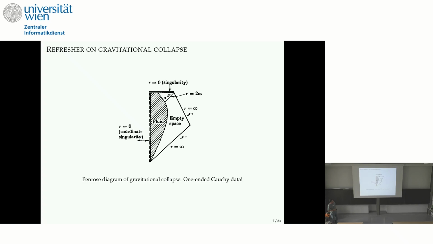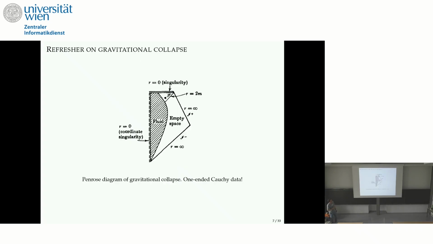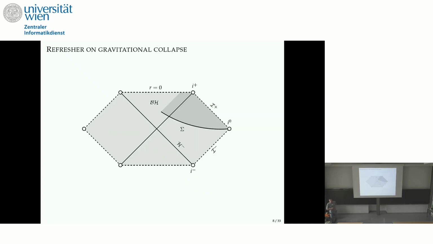And nevertheless, the Schwarzschild solution is very relevant because, in fact, the future development of an incomplete hypersurface sigma like this, so this darker shaded region, that region actually is isometric, the wrong direction, to this part here. Okay, so even though the full Schwarzschild solution is not the one actually which describes gravitational collapse, parts of the spacetime are very much important for understanding gravitational collapse. So this will be a recurring theme now as well.